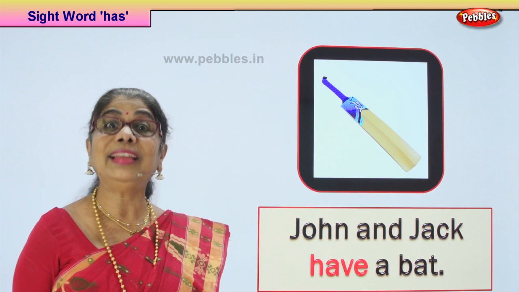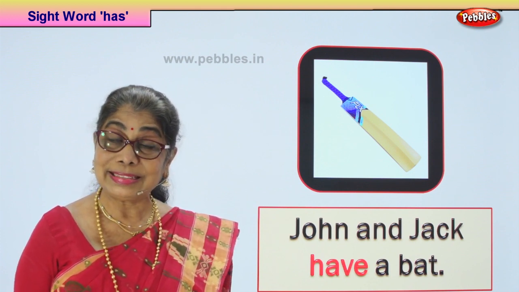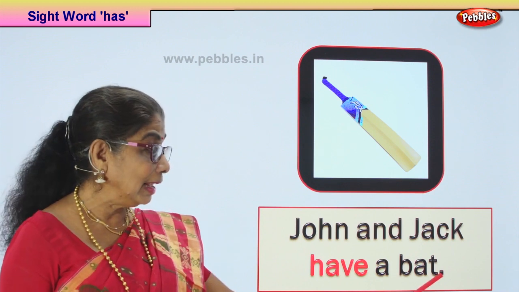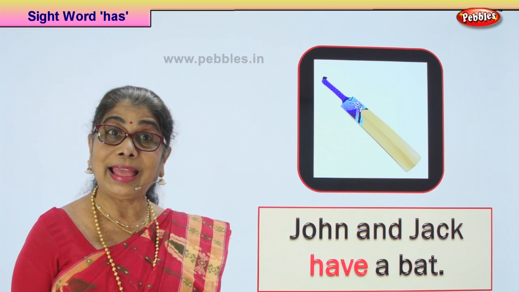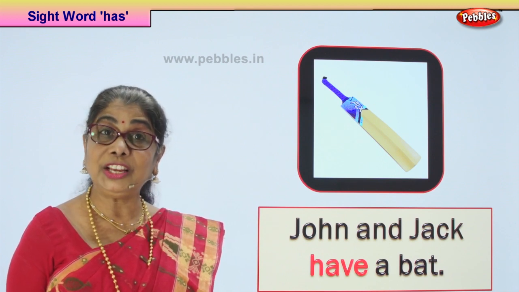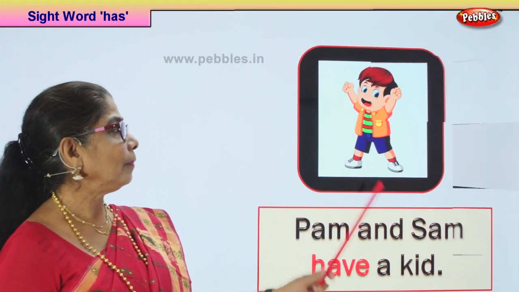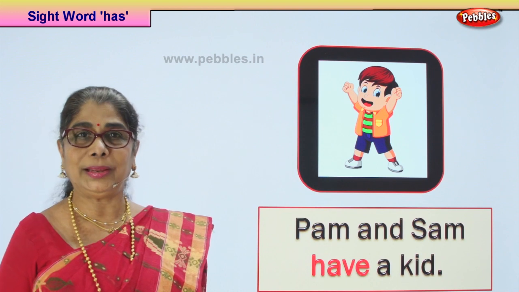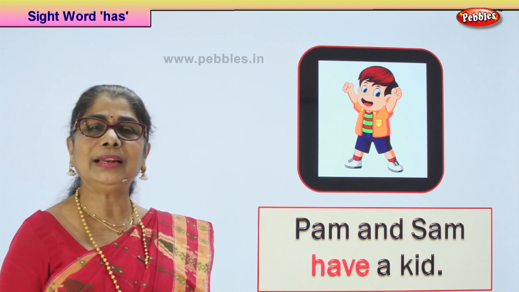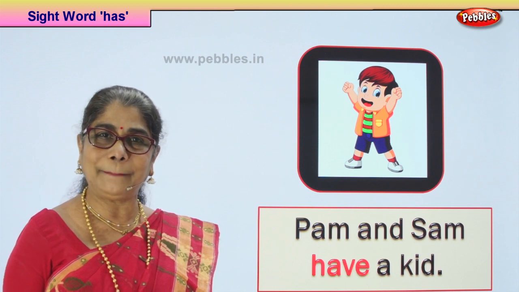What do they have? They have a bat. Now you learn to read the sentence that begins with the capital letter, ends with the full stop with the sight word have in between. Very good. Let's take another picture. Look. What picture is this? The picture of a little boy. Little boys or little girl, you say kid. Come here, little kid, if you don't know the name.